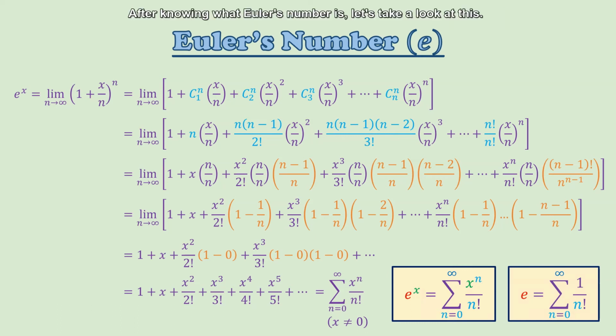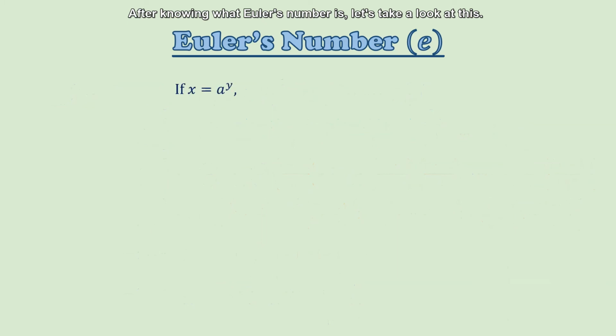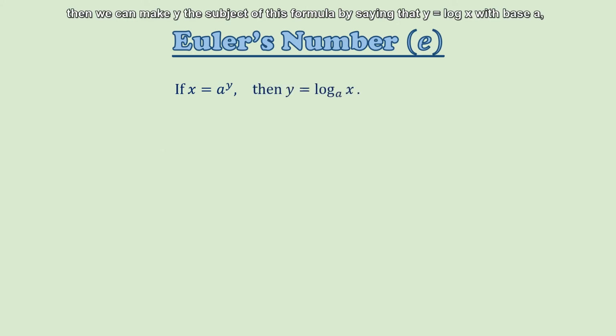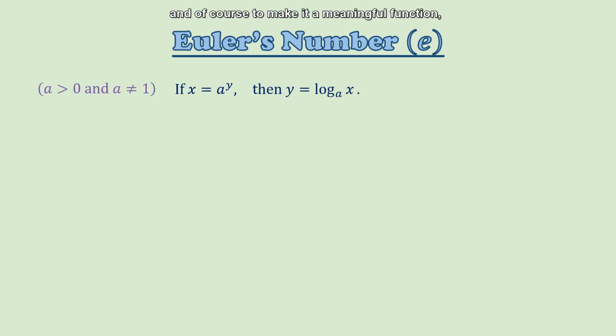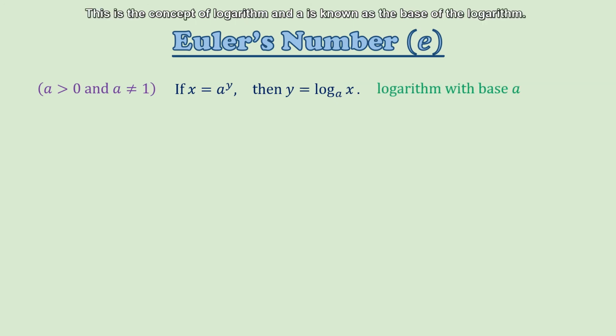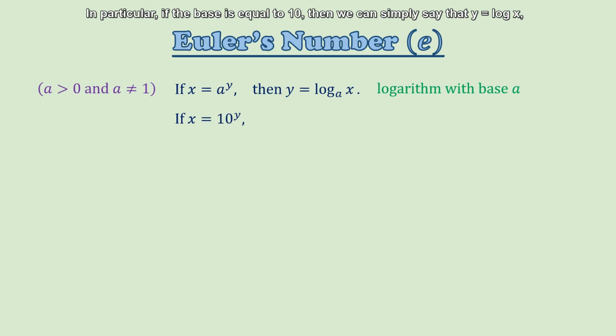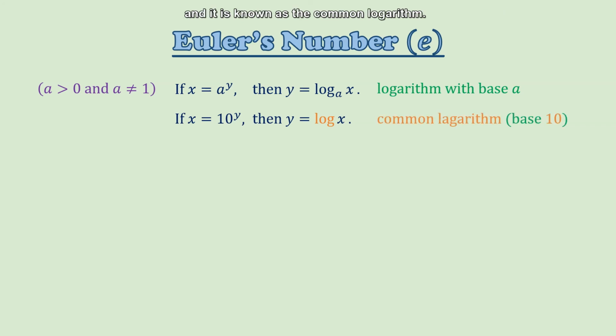After knowing what Euler's number is, let's take a look at this. We have learned that if x is equal to a^y, then we can make y the subject of this formula by saying that y is equal to log x with base a. And of course, to make it a meaningful function, a should be greater than 0 and not equal to 1. This is the concept of logarithm, and a is known as the base of the logarithm. In particular, if the base is equal to 10, then we can simply say that y is equal to log x, and it is known as the common logarithm. It means that it is a logarithm with base 10.